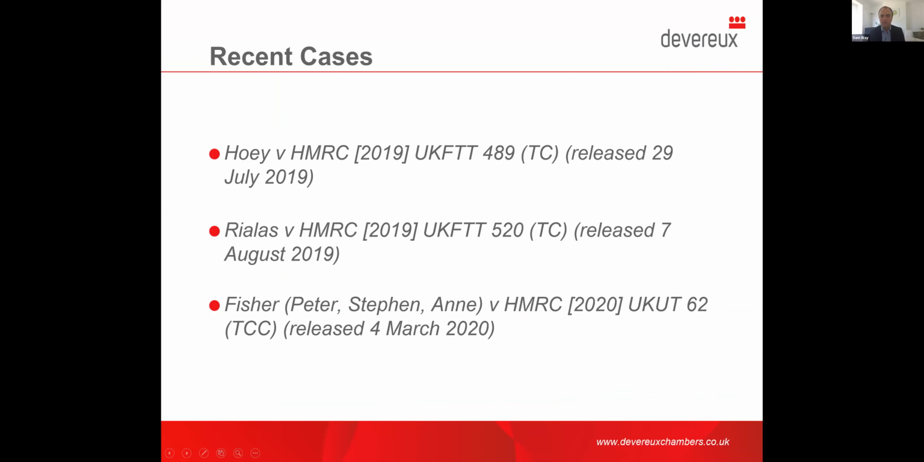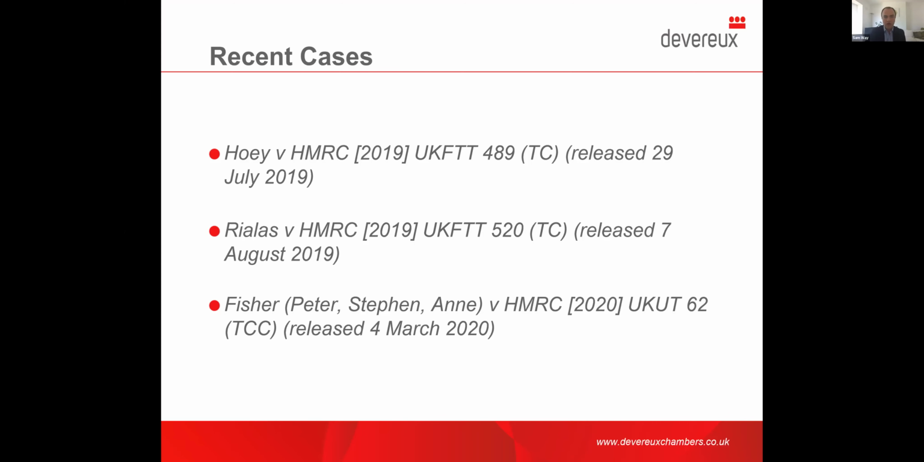So as Rebecca's indicated, I'm going to go through some of the more recent cases to put those rules into context and to demonstrate how the FTT and the upper tribunal have in particular determined whether persons are transferors and how they've applied the motive defence. The three cases that I'm going to go through today are on screen. That's Hoey and HMRC from July last year, Realis and HMRC from August last year, and more recently Fisher from the upper tribunal earlier this year.